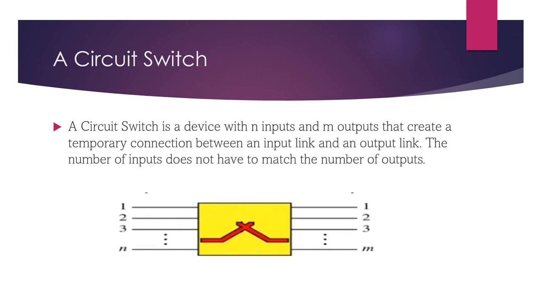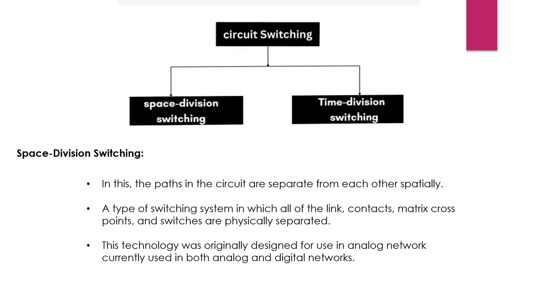The first one is a circuit switch. A circuit switch is a device with n inputs and m outputs that creates a temporary connection between an input link and an output link. The number of inputs does not have to match the number of outputs. Here, as per the diagram, on the left-hand side we have devices 1, 2, 3, and so on, and likewise on both sides, up to M devices.